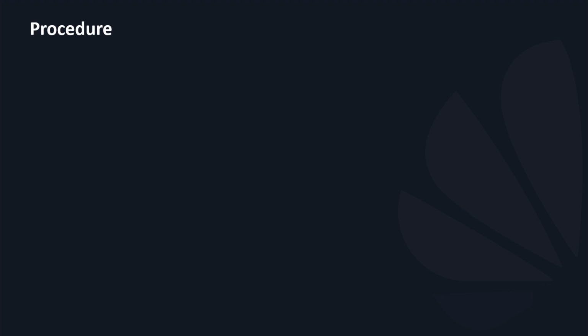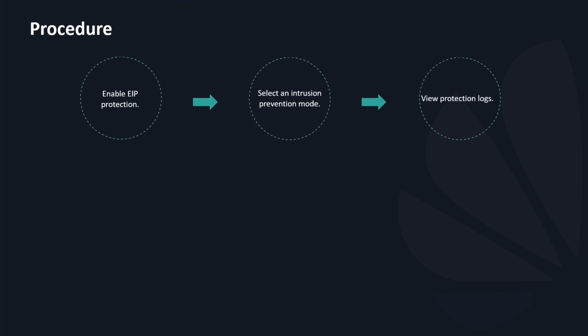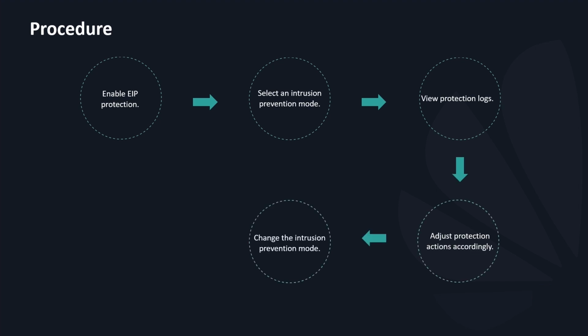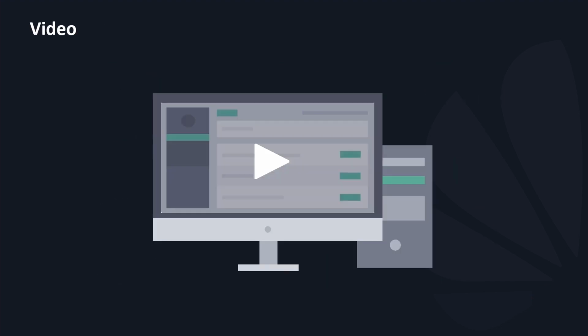Procedure. First, enable EIP protection. Second, select an intrusion prevention mode. Here we select the observation mode as an example. Third, after CFW runs for a period of time, check its logs and see if any traffic is mistakenly blocked. Fourth, modify protection actions based on the logs. Fifth, change the intrusion prevention mode. Last, view protection logs.